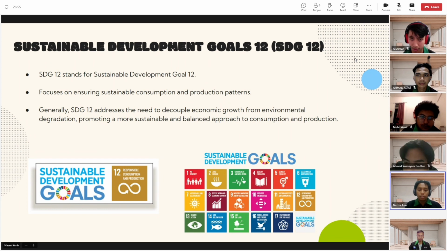It is one of the 17 goals set by the United Nations as part of the 2030 Agenda for Sustainable Development. This goal is focused on ensuring sustainable consumption and production patterns, and ultimately, SDG 12 addresses the need to decouple economic growth from environmental degradation, promoting a more sustainable and balanced approach to consumption and production.